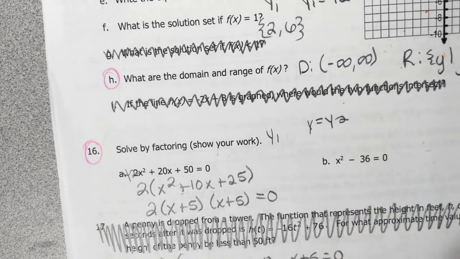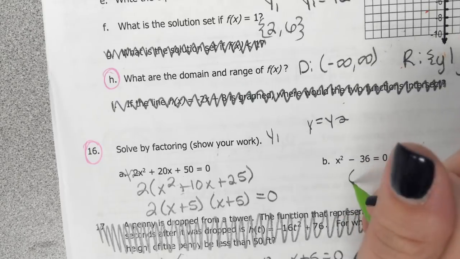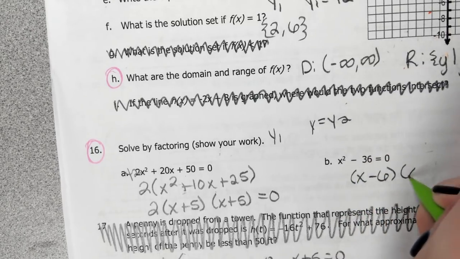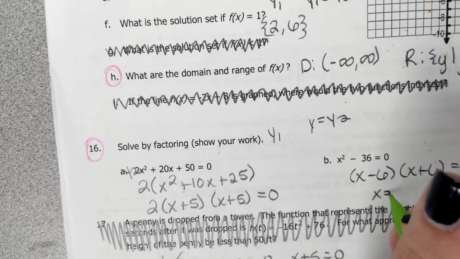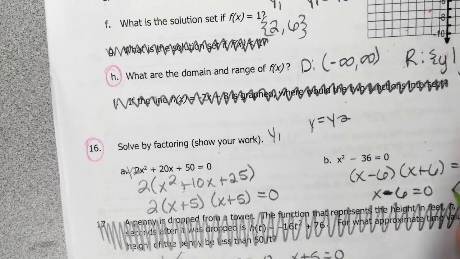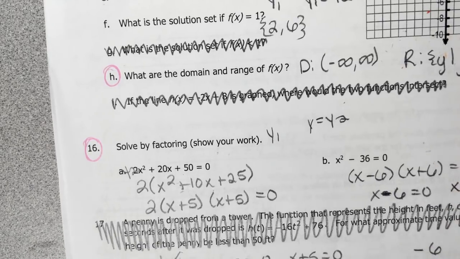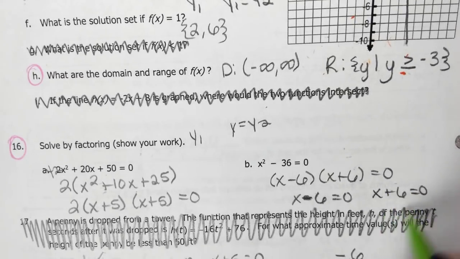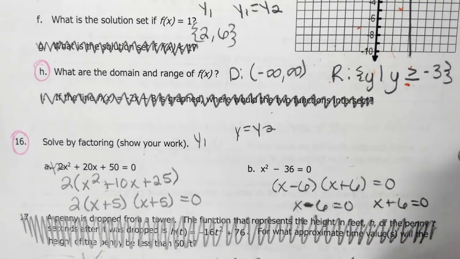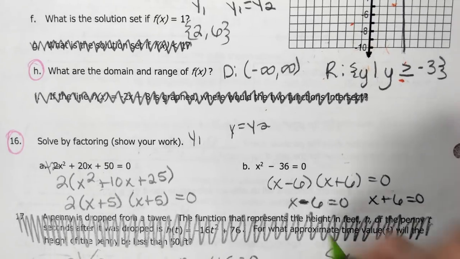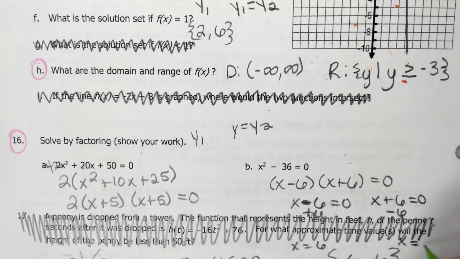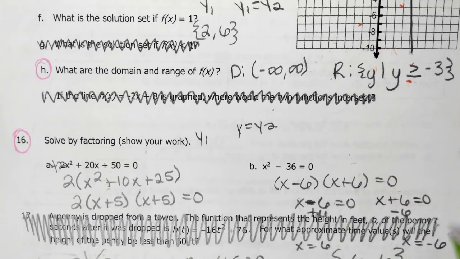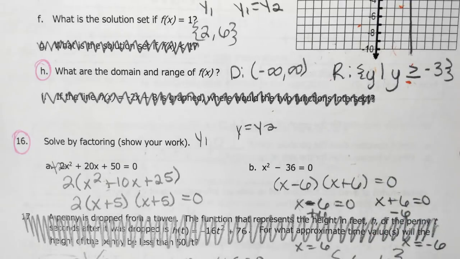This one right here, you might recognize as a difference of squares, but it's going to be your factors of x minus 6 and x plus 6 equals 0. So you have x minus 6 equals 0, x plus 6 equals 0. So your answers would be 6 from here, and -6 from the x plus 6, because you would add 6 and subtract 6, so x equals 6, x equals -6.